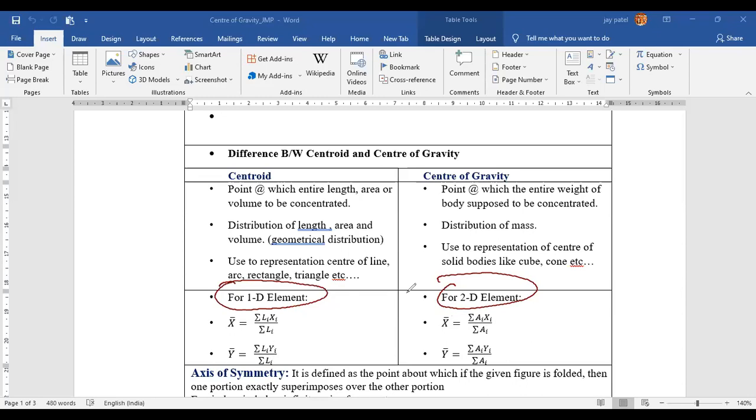I am giving 1 or 2 minutes to all of you. Please note it down. We are planning to complete numerical examples for the 1D element and 2D element today. We are going to complete examples of both elements.